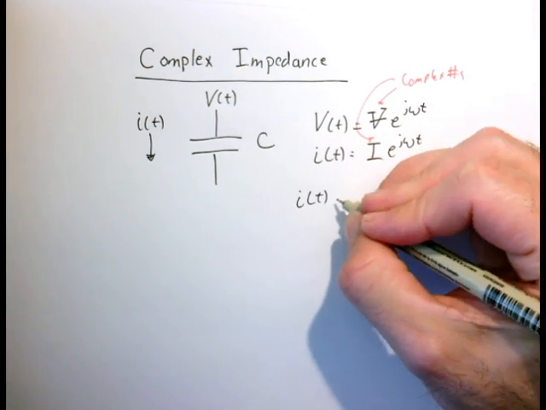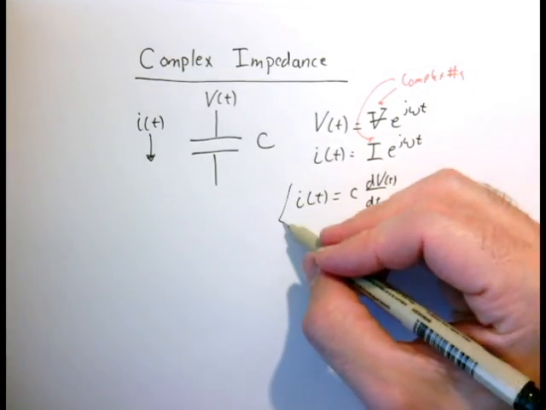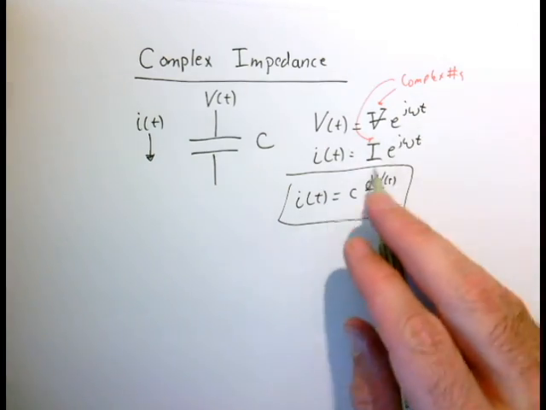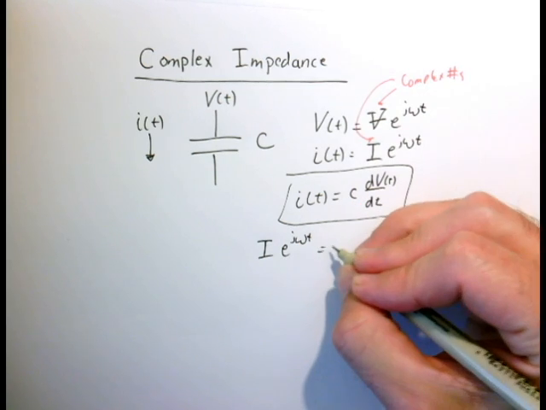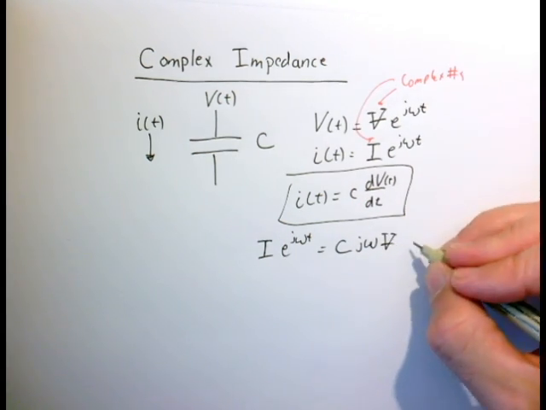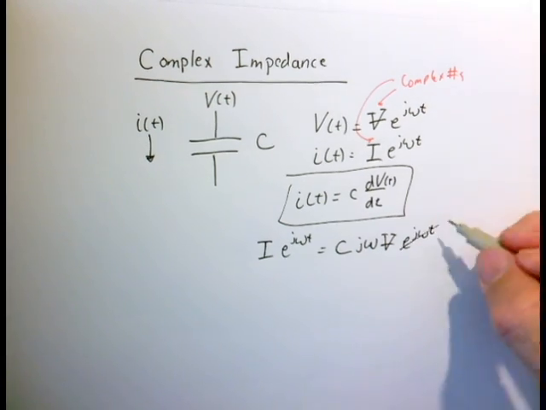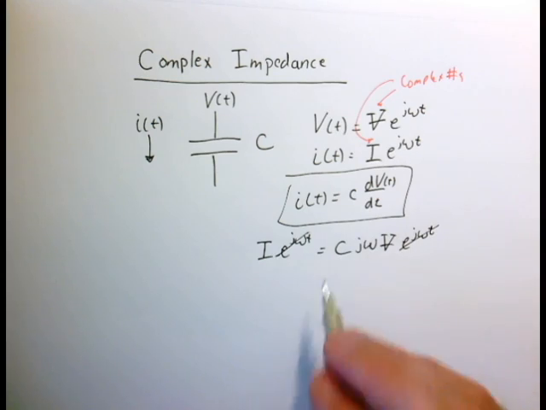So our fundamental relationship for the capacitor is that the current is proportional to the time derivative of the voltage. So I can simply plug in my assumed forms for the voltage and the current. Taking the derivative of the voltage is quite easy, and my e to the j omega t's cancel out, so I have just a simple relationship between the voltage and the current given with this sort of complex relationship.